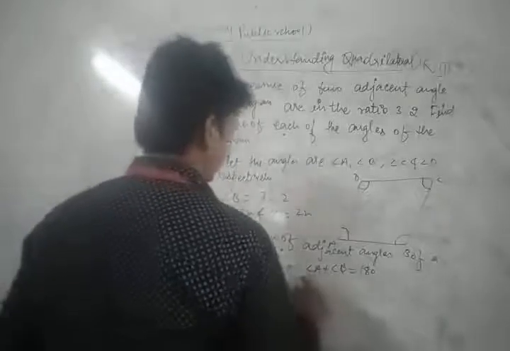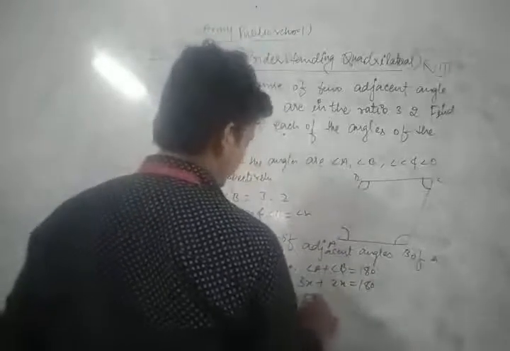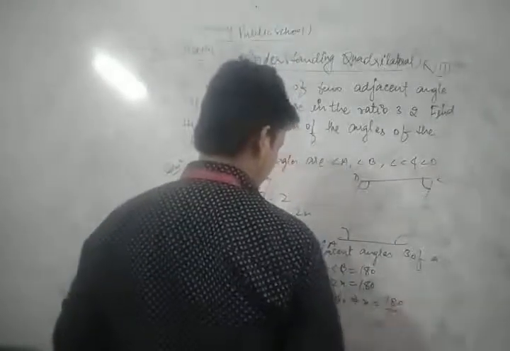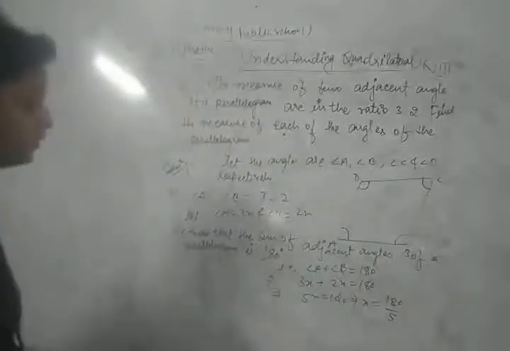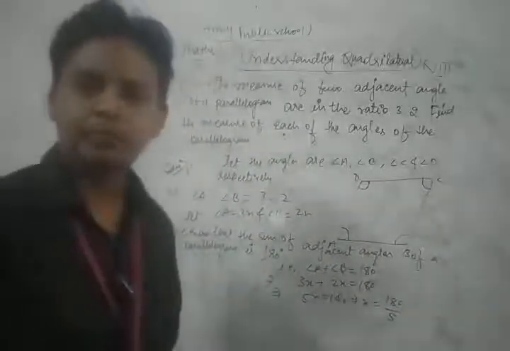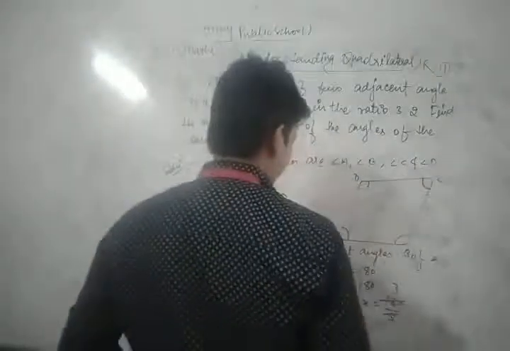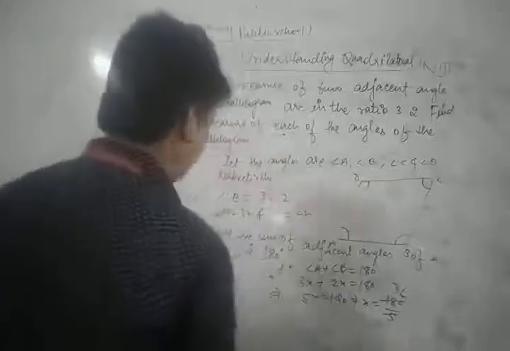Angle A is what? This is 3x plus this is what? 180. So 5x is equal to 180, so x is equal to 180 upon 5. Now we divide 180 by 5. So we get what? Let's see. 5 3s are 15, 5 3s are 30. So x is equal to 36.